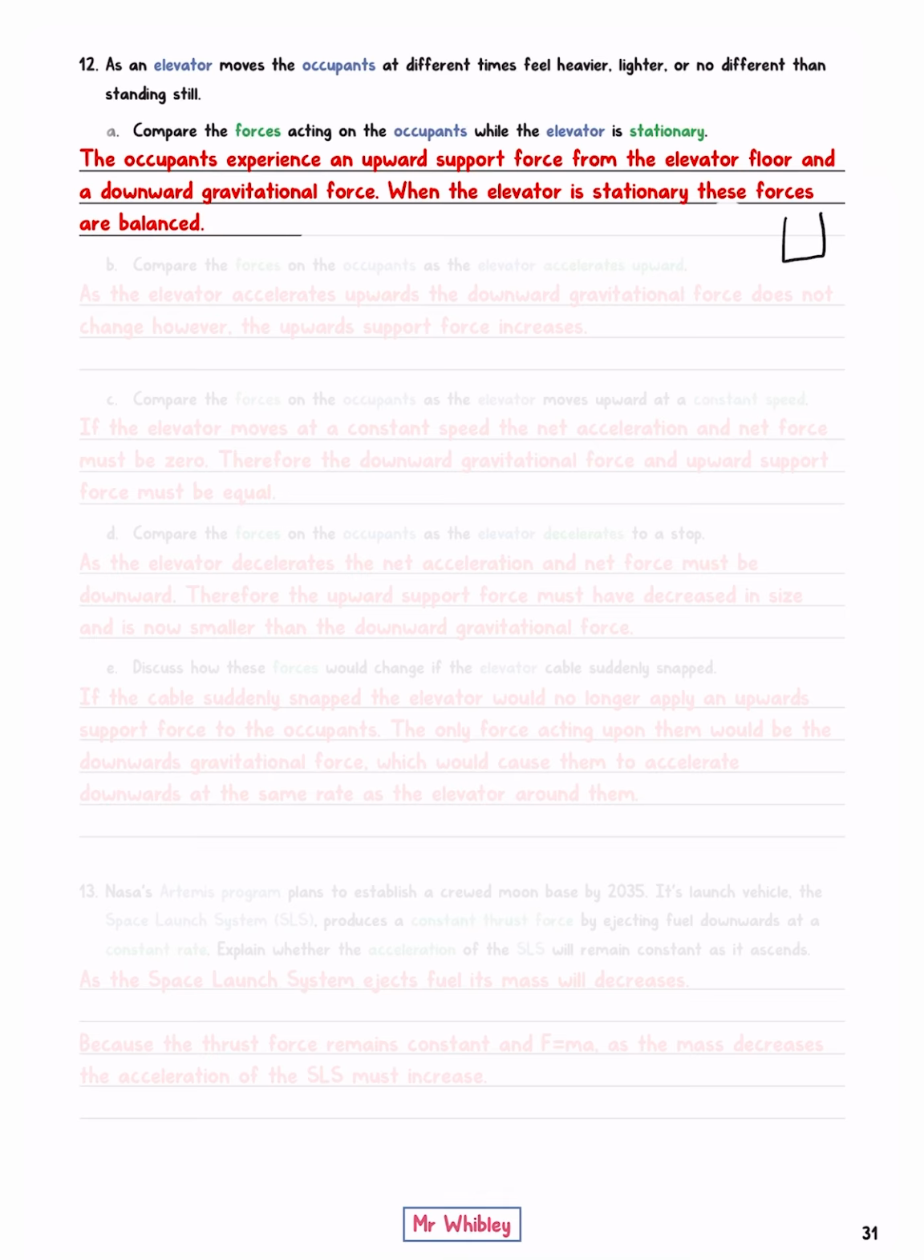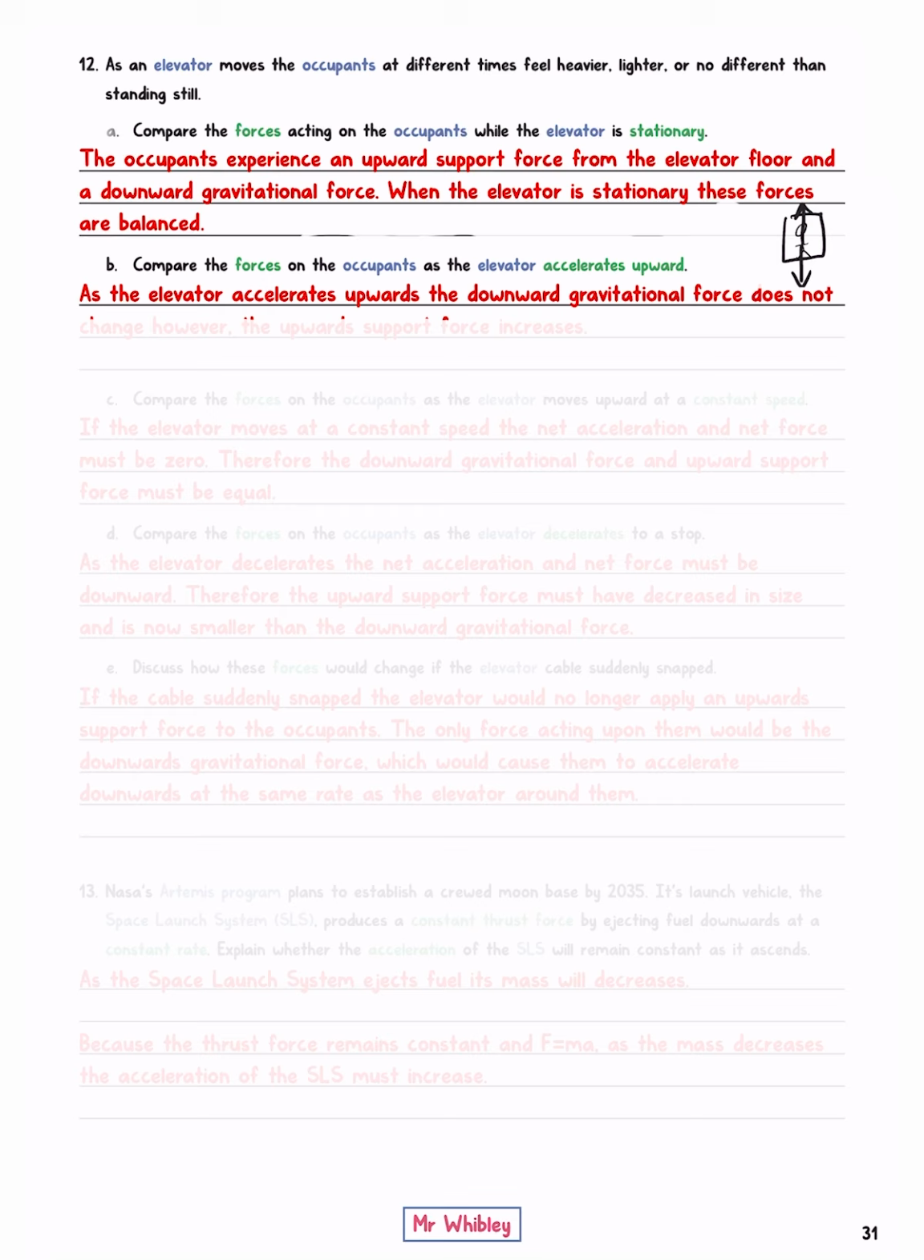That is to say that in our elevator, regardless of what the elevator is doing, we're going to have our downwards gravitational force, and if the elevator is stationary, we're going to have an equal and opposite support force, such that these forces cancel out, and the net force is 0. Compare the forces on the occupants as the elevator accelerates upward. As the elevator accelerates upwards, the downwards gravitational force does not change, however the upward support force increases. So if our elevator is accelerating upwards, we must have a net upwards force, which means that our support force must have grown larger.